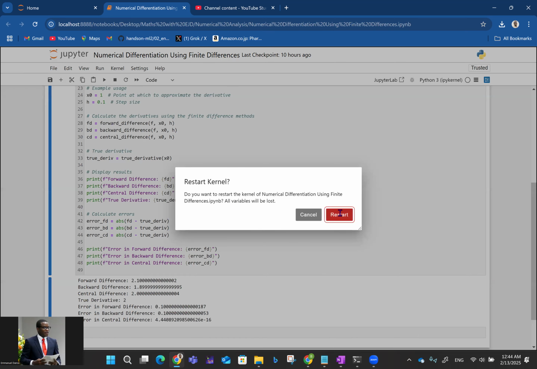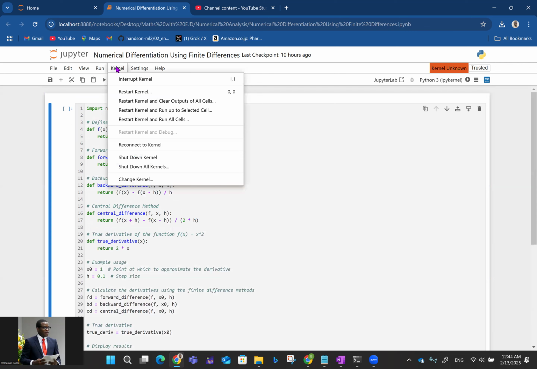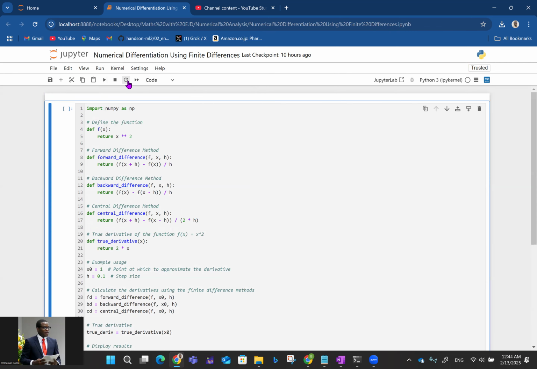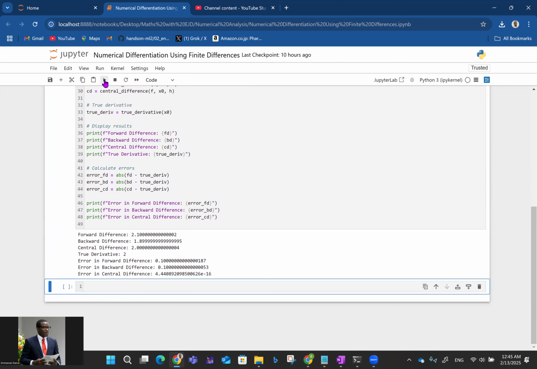So if I clear this out now and retry, okay, forward difference gives 2.1 something something, backward difference gives 1.89999. So you can see this is even more accurate. Central difference does not actually give the exact 2, but it gives 2 point something something. So it's very close to 2. And then you have all the errors.